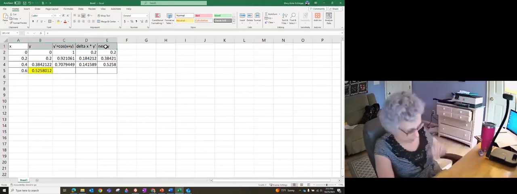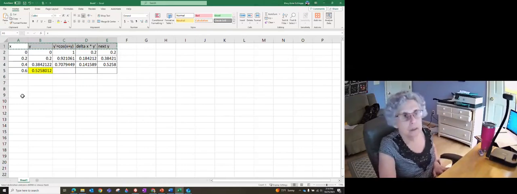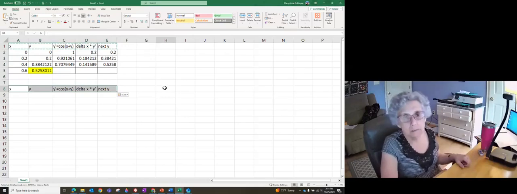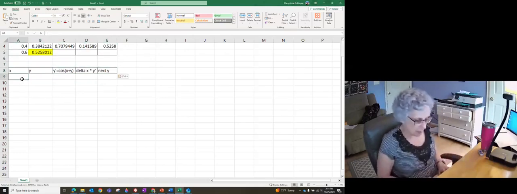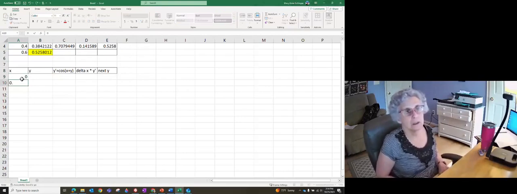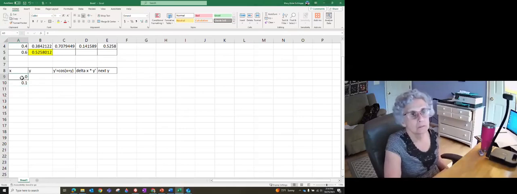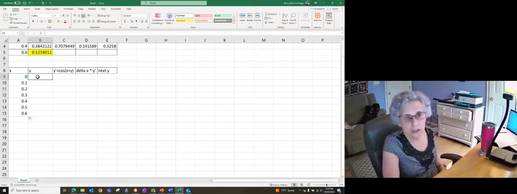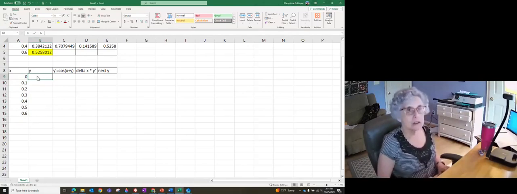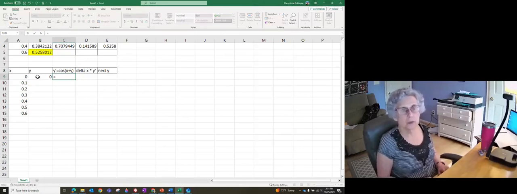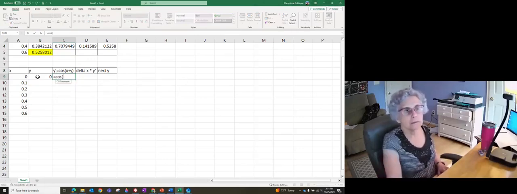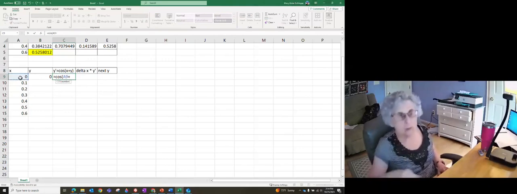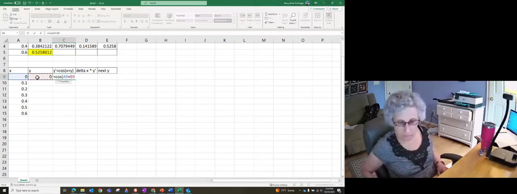We're going to have the exact same headers, so I'm going to copy those and paste them. This time my X's are going to go 0, 0.1. I've created a pattern. I move to the corner, and I ask Excel very nicely to continue my pattern until it gets to 6. My first Y is equal to 0. This is equal to the cosine of X plus Y.